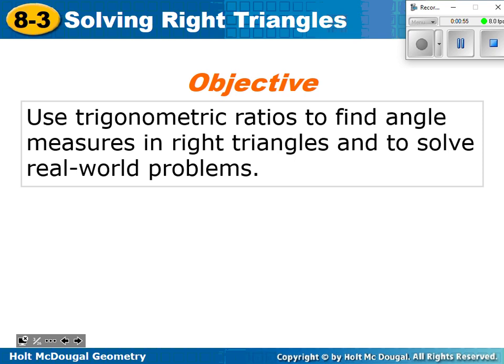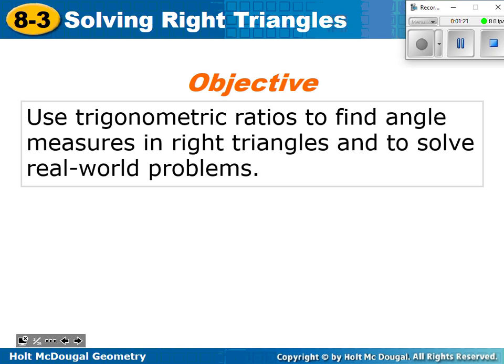So 30, 60, 90. What's across from the 30? 60, 90. Or it might be what special right triangle? Okay, 45, 45, 90. What's across from the 45s? Okay, so S on both of them, and then what's across from the 90? S square root of 2.